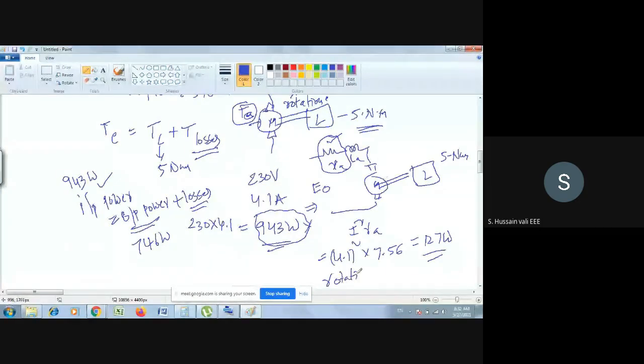See why we are doing all this? Because we want to find out the torque because of the losses. Then only we can find out the electromagnetic torque. That is the thing we are searching for. So again we have to find out the rotational losses, and we will use this equation: input power is output power plus losses.